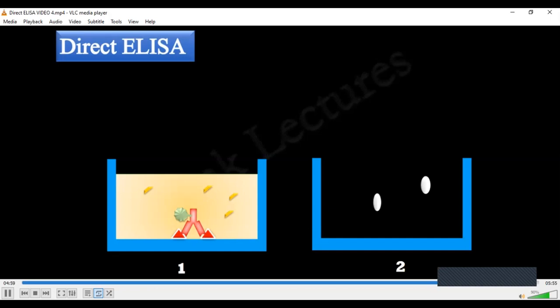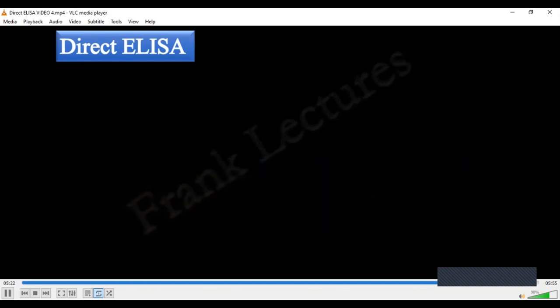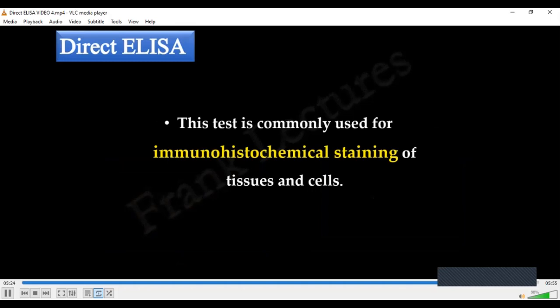Thus, in ELISA test, a color change reveals the presence of the antigen. This is termed a positive test. No color change indicates that the antigen was not present in the test sample. This is termed a negative test. Thus, direct ELISA detects the presence of antigens in a test sample. It is commonly used for immunohistochemical staining of tissues and cells.